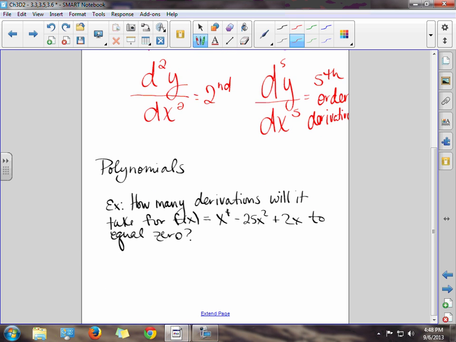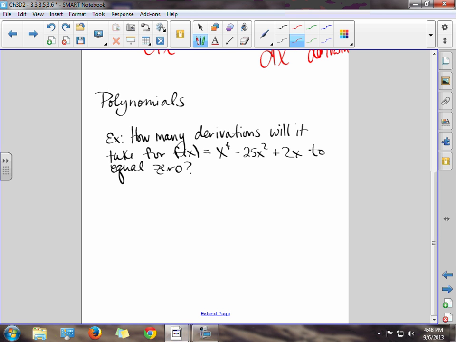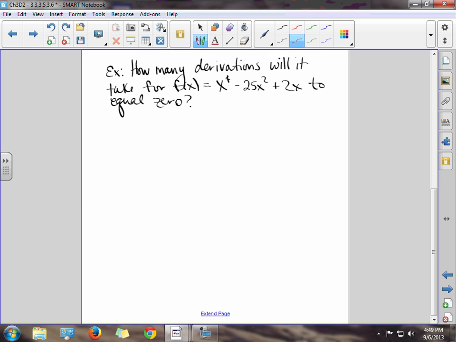So this is kind of a neat example. This says, how many derivatives will it take for my function f of x, which is a fourth degree polynomial, to equal 0? I'm going to show you how it works. We're going to take however many derivatives it takes for it to equal 0, and I can show you a little formula. All right, so let's start by taking the first derivative. I'm going to do this fast because you guys know the power rule.